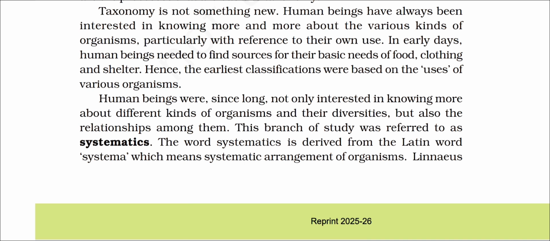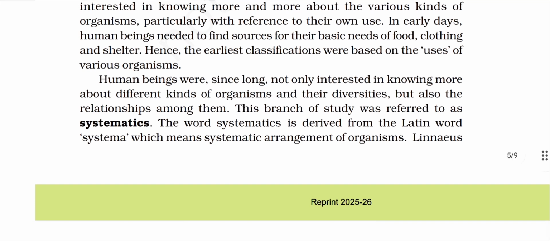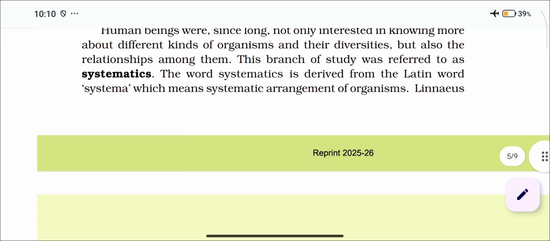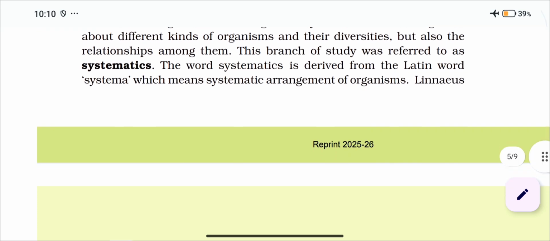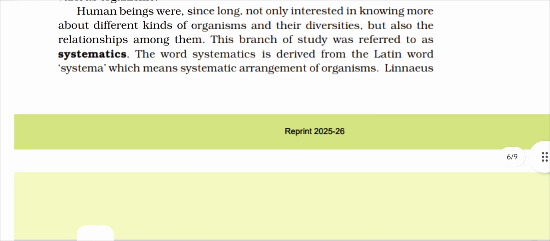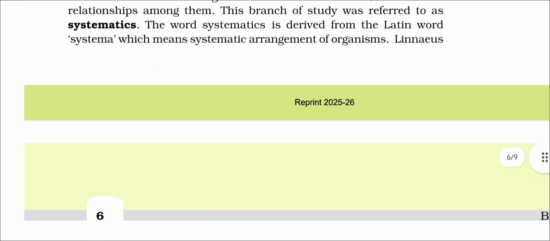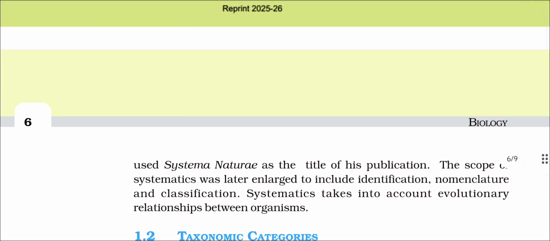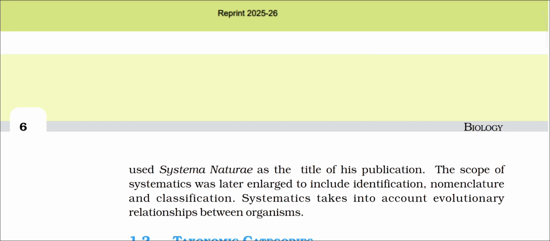Human beings were since long not only interested in knowing more about different kinds of organisms and their diversities, but also their relationship. This branch of study was referred to as systematics. The word systematics is derived from the Latin word systema, which means systematic arrangement of organisms. Linnaeus used Systema Naturae as the title of his publication. It is an important point. Systema Naturae, previous year question.